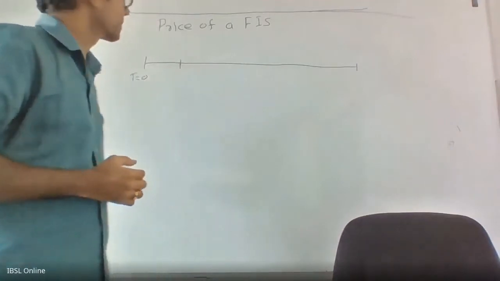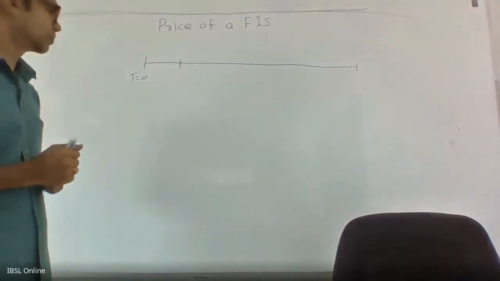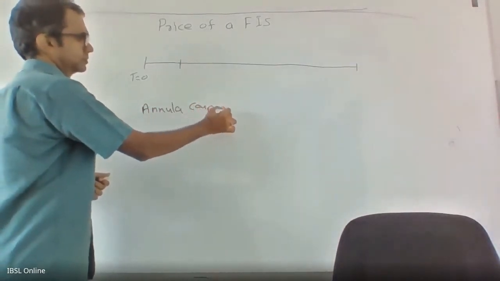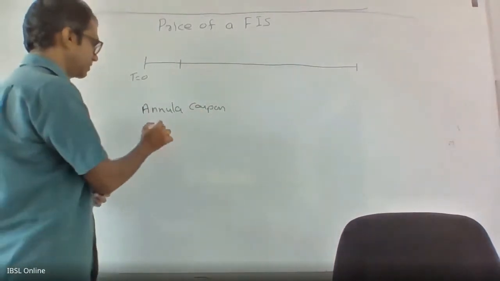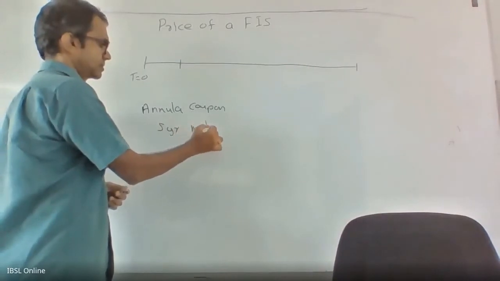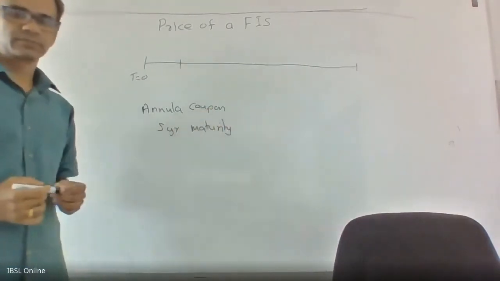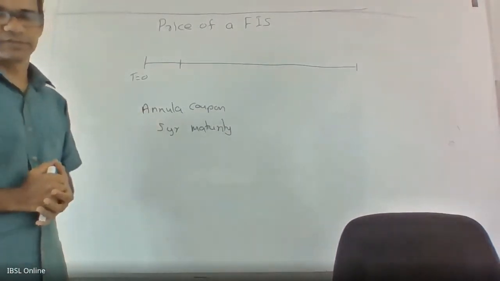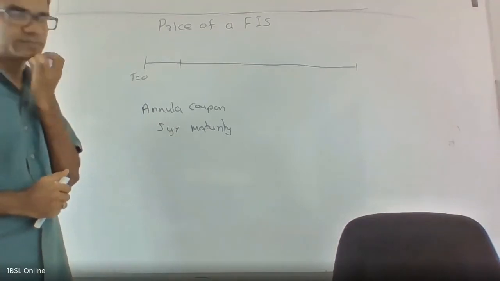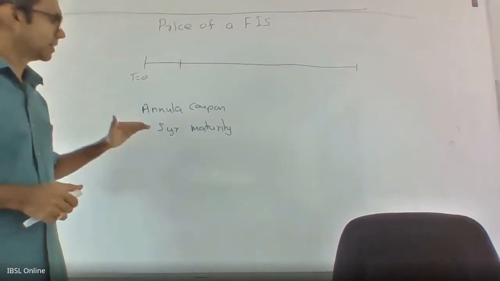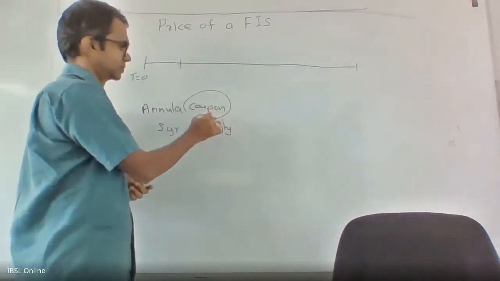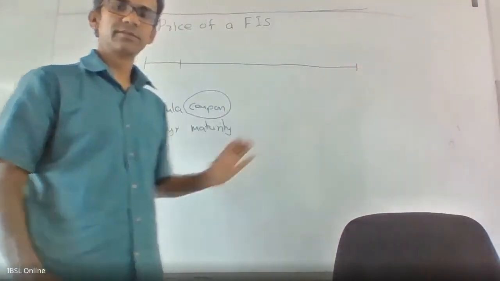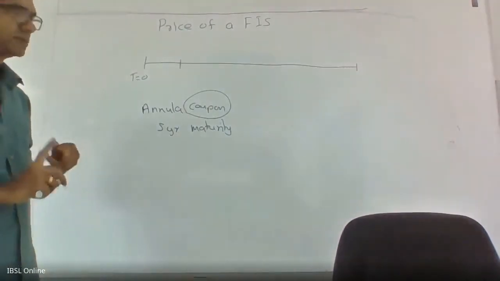To make it simple, we'll assume there's a bond with an annual coupon and a 5-year maturity. How many cash flows? Every year you will get the coupon, and on the maturity date you get the coupon amount plus the face value.